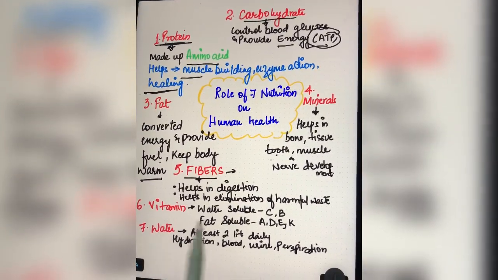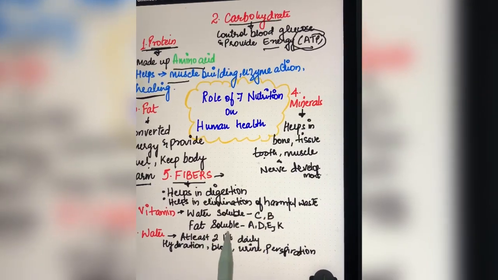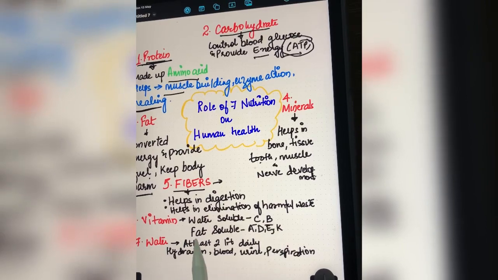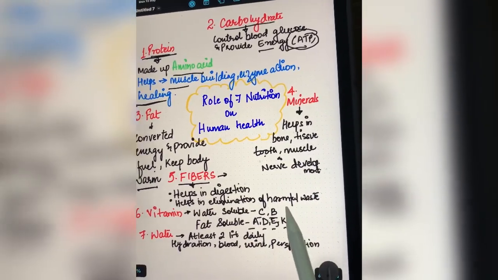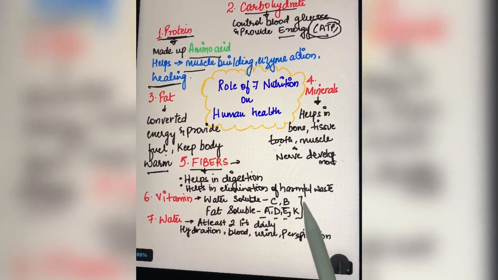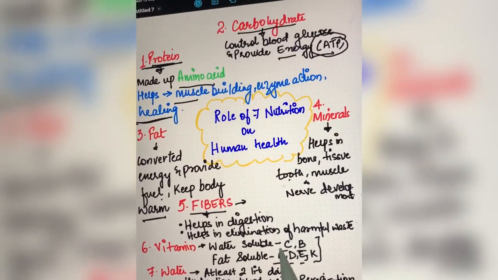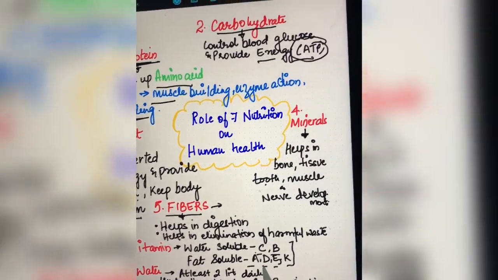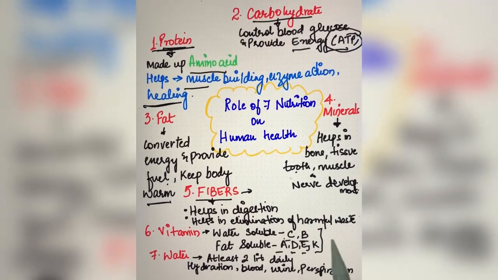Then comes your vitamins. So we have 2 types of vitamins. One is known as water soluble vitamins and one is fat soluble vitamins. Water soluble vitamins are C and B, and the fat soluble vitamins are A, D, E and K. If there is any deficiency in a vitamin, it will lead to a deficiency disease of that particular vitamin. For example, deficiency of vitamin C is known as scurvy. Deficiency of vitamin D is known as rickets. So we have different associated diseases along with these vitamin deficiencies.